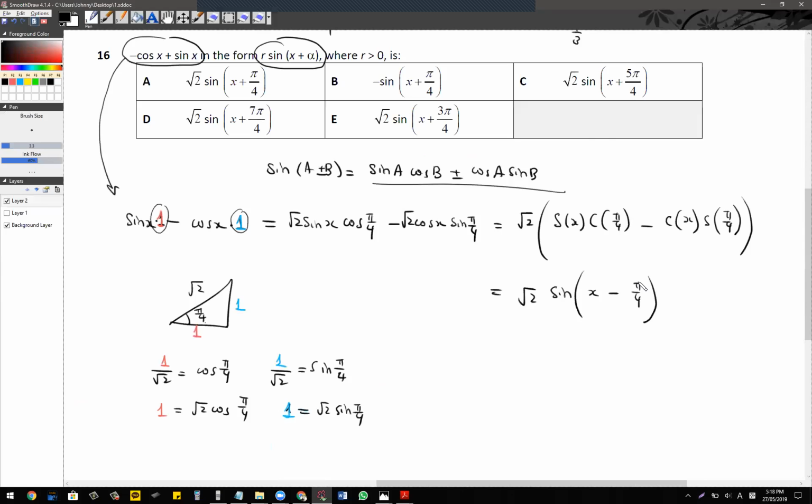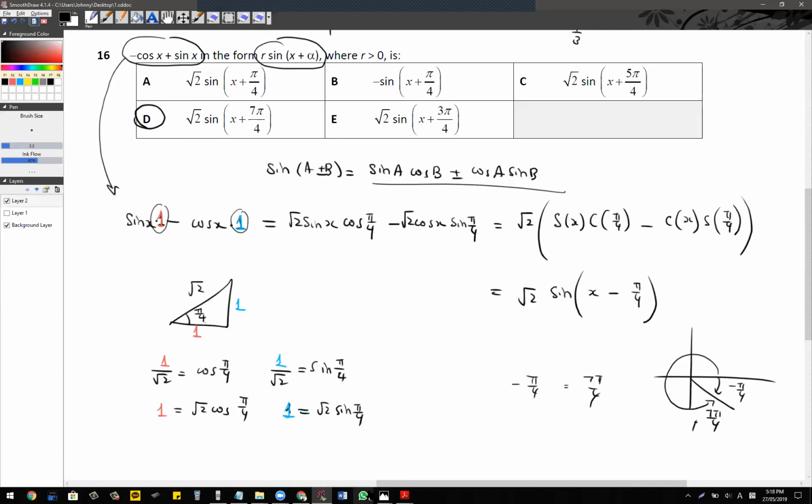let me have a look at this. So we know that negative pi on 4 is the same as 7 pi on 4, right? Because negative pi on 4 is the same as positive 7 pi on 4, so the answer is D. Anyway, so this is a very difficult one, this one, okay?